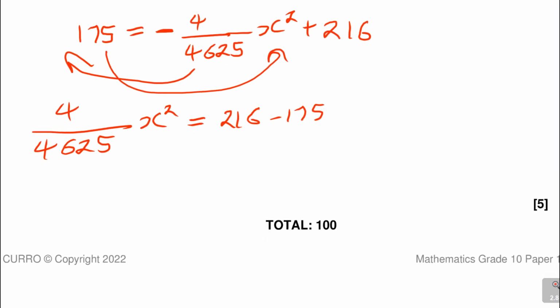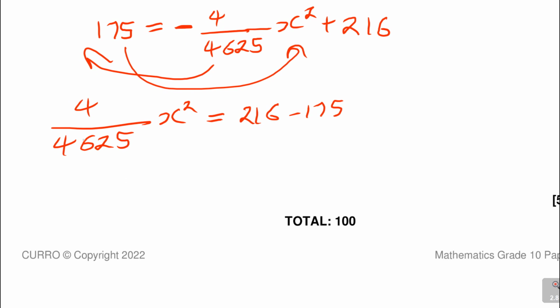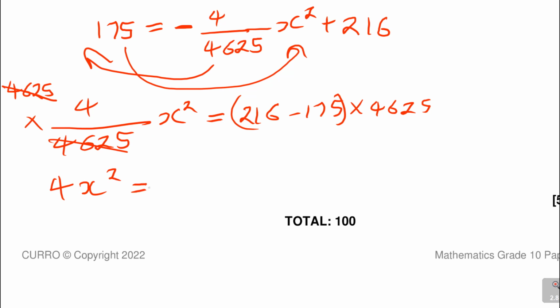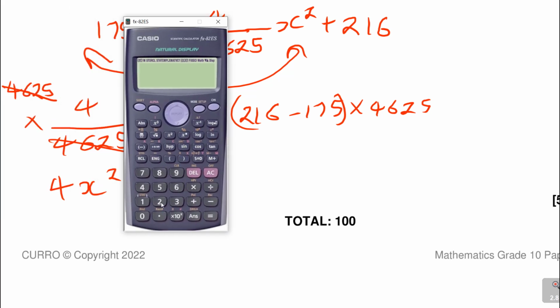And then you continue. If you look at this, you have to multiply by what? By 4625. So let's do that. If you cancel that and cancel that, you're going to have 4x squared is equal to, you can leave it like that and take a calculator. Remember we said 216 minus 175. You get that answer. It is 41.